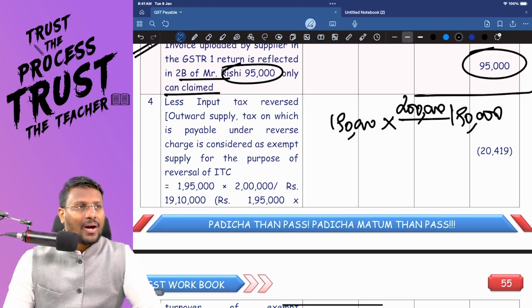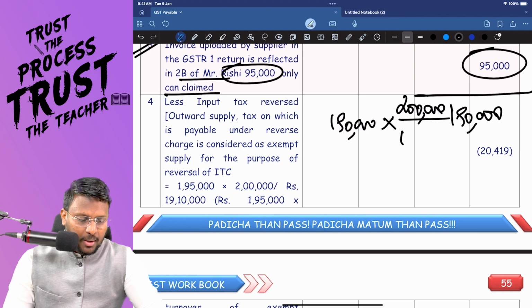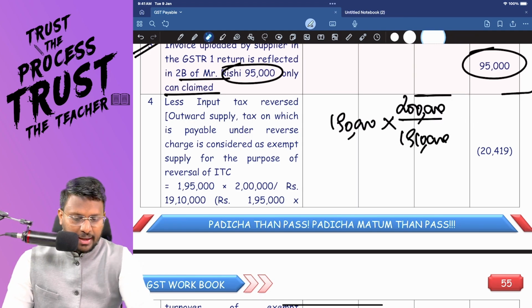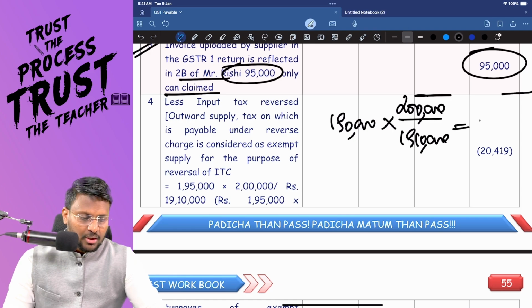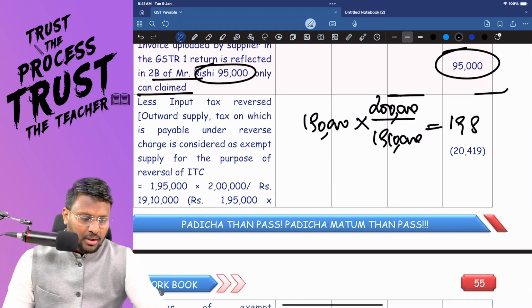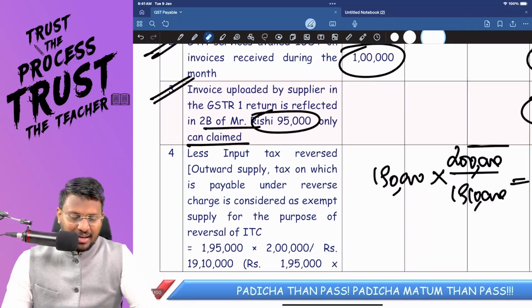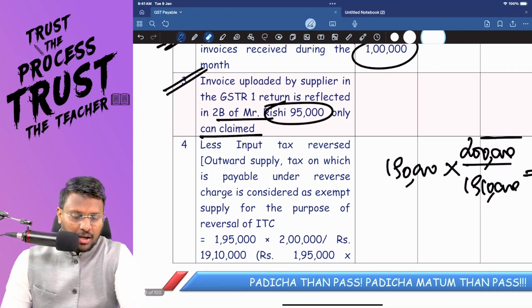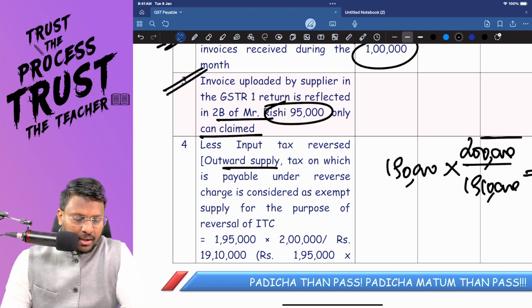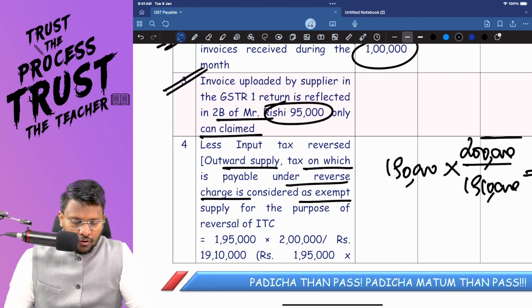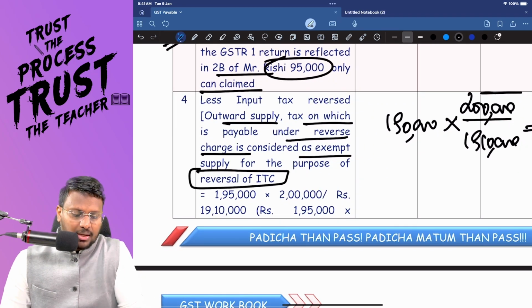1,90,000 into what is the exempt turnover? 2 lakh divided by 19 lakh 10,000 comes to 19,895. But my dear lovable students, here, less input tax reversed, outward supply on which tax is payable under reverse charge is considered as exempt supply. There is no doubt about it, for the purpose of reversal of ITC. They were having 1,95,000.